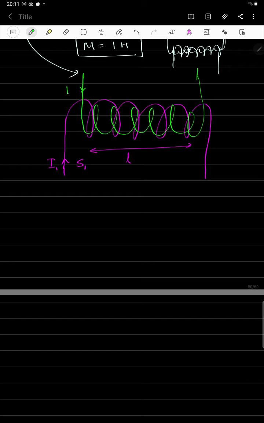So both are insulated, and sorry, this is the S2 solenoid, and now here the current is coming out from this end. The radius of one of the solenoids I will take as R1, and the radius of the other solenoid is R2.